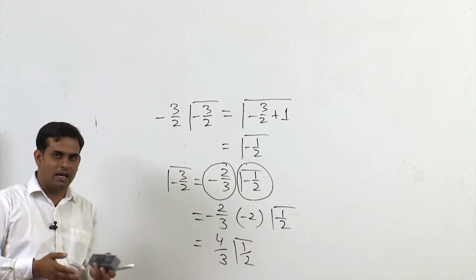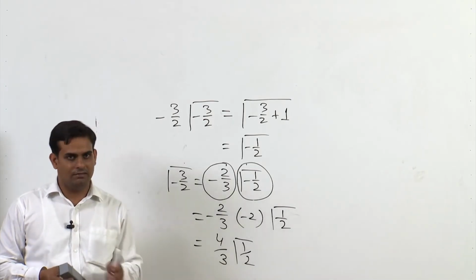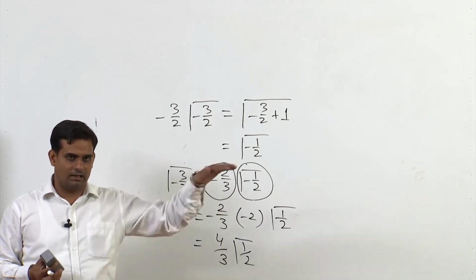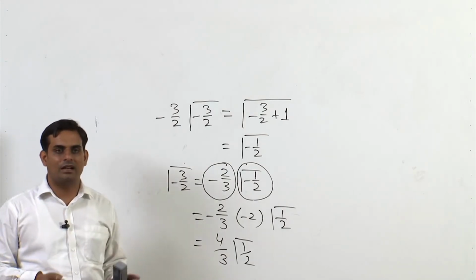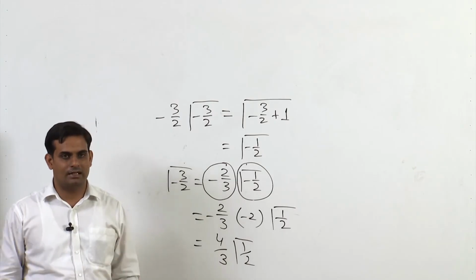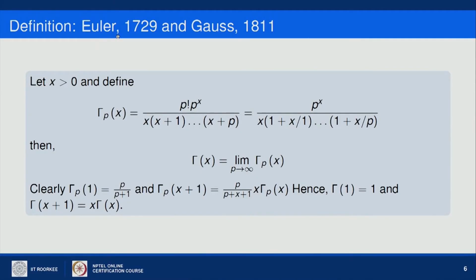So, again from minus 2 to minus 3 it will be negative, minus 3 to minus 4 it will be positive. So, it will alternate in this way. And please again note that the gamma function is not defined for negative integers. Another definition for the gamma function, given by Euler in 1729 and Gauss in 1811, is like that.